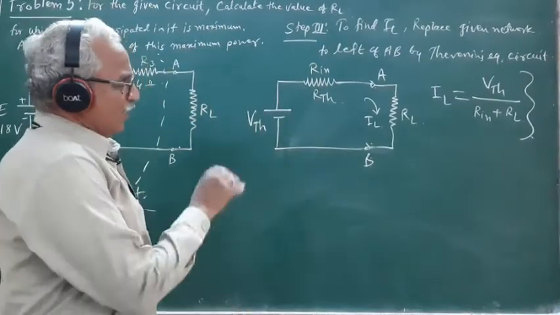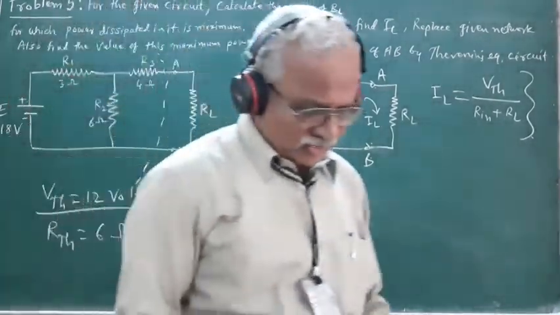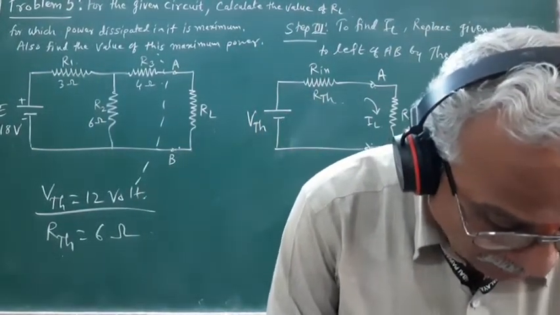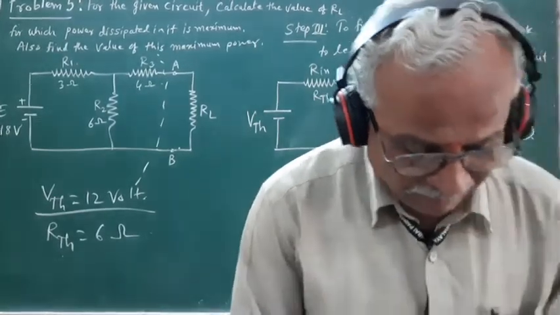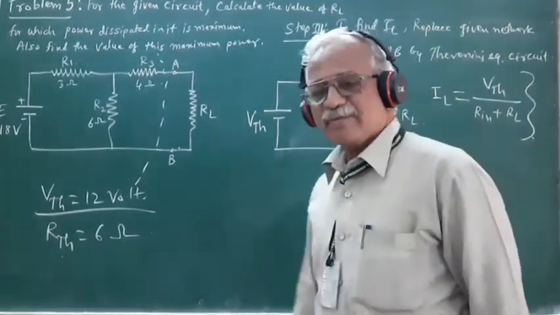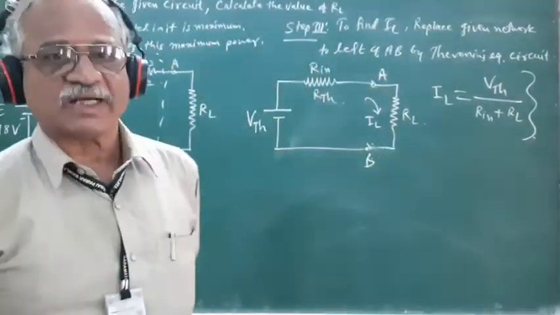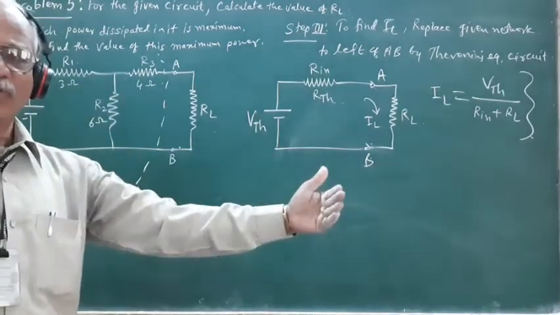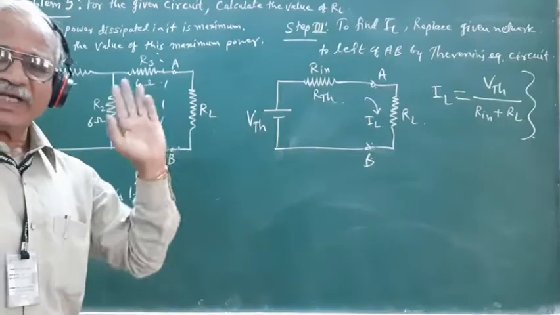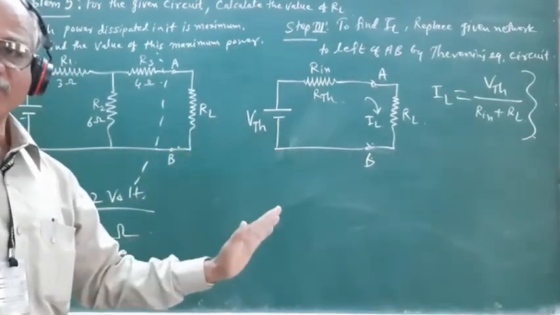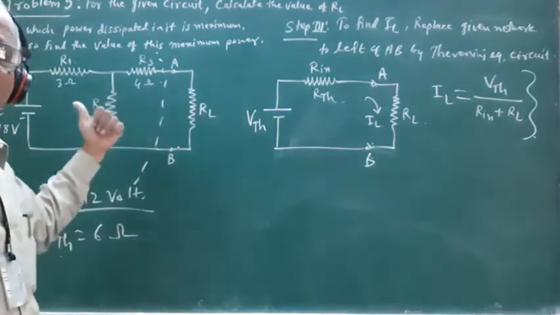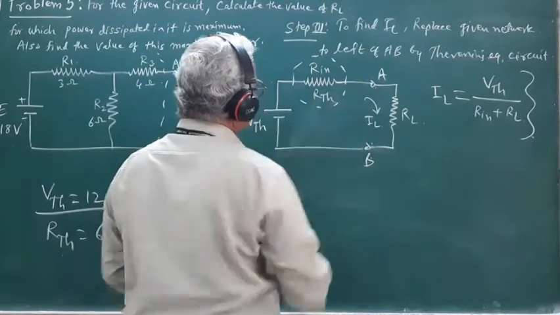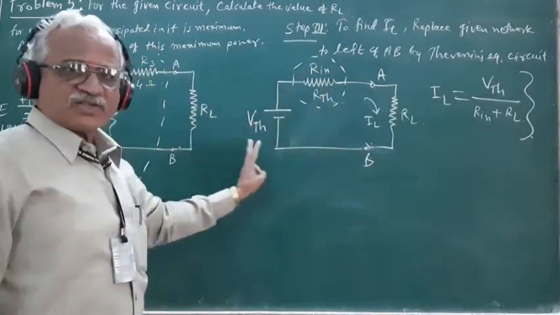Now, if this is the current flowing through this load resistance RL, when will the power available across this load resistance be maximum? As we know, the maximum power transfer theorem states that the maximum power is delivered from the source to the load if and only if the value of the load resistance is exactly equal to the internal resistance of the source. So here, RTH is considered to be the internal resistance of the source.